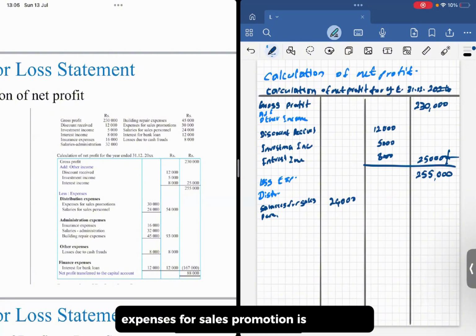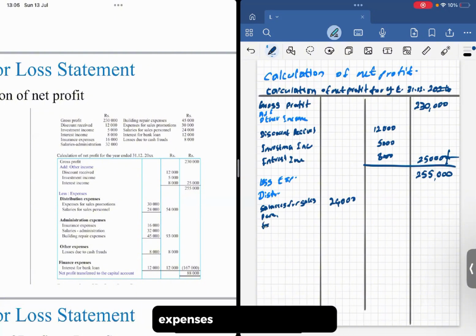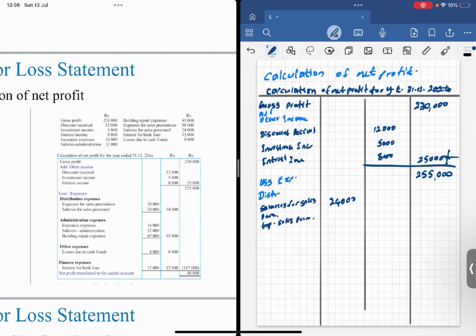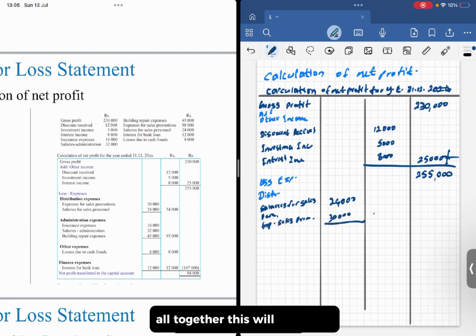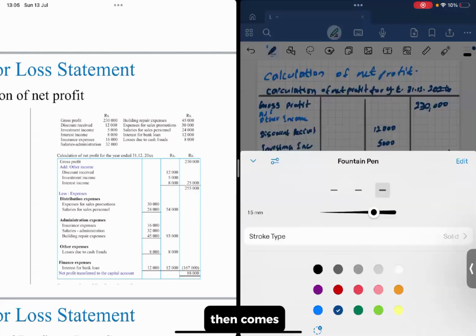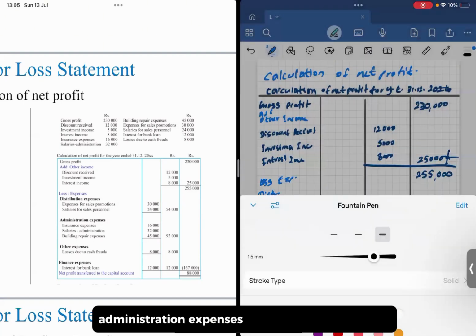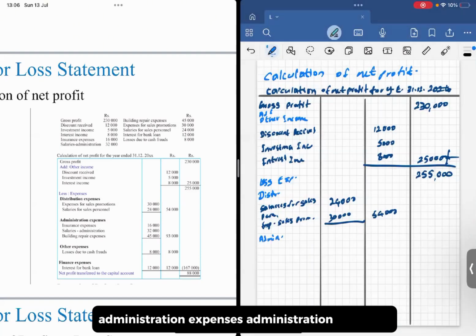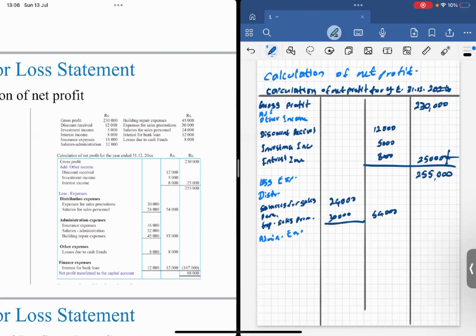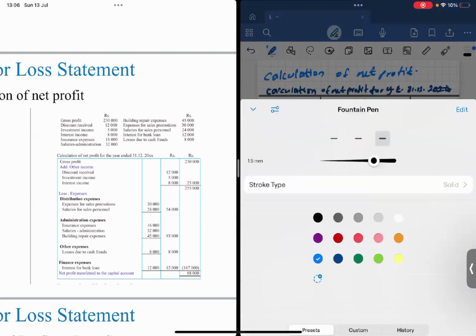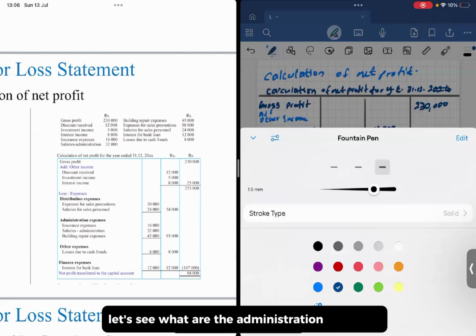Expenses for sales promotion is also there, which is 30,000. Altogether, this will be 54,000. Then comes administration expenses. Let's see what are the administration expenses.